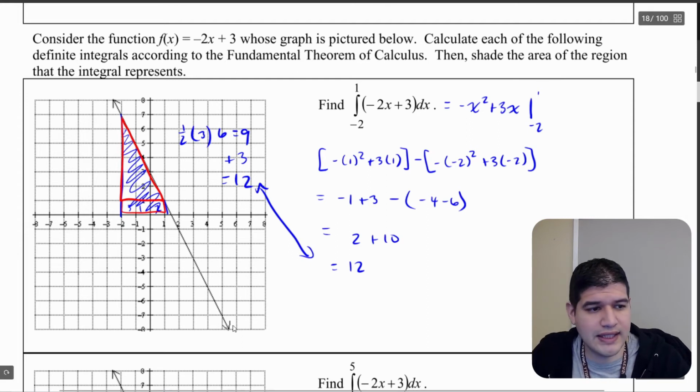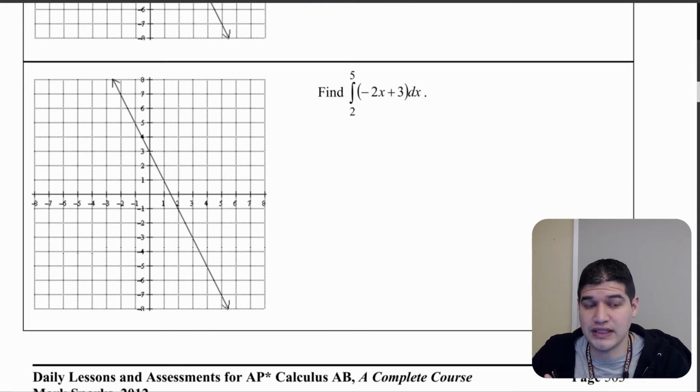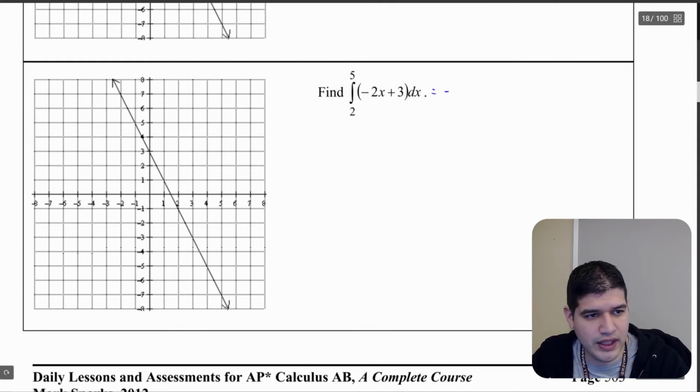Now let's look at our second example, where we're finding it from 2 to 5, and what you want to notice is that everything here is going to be below the x-axis. Let's see how that is going to affect the area. Again, we're getting negative x squared plus 3x, and we're evaluating this from 2 to 5. So let's substitute in the upper bound. That's going to be negative 5 squared plus 3 times 5 minus negative 2 squared plus 3 times 2.